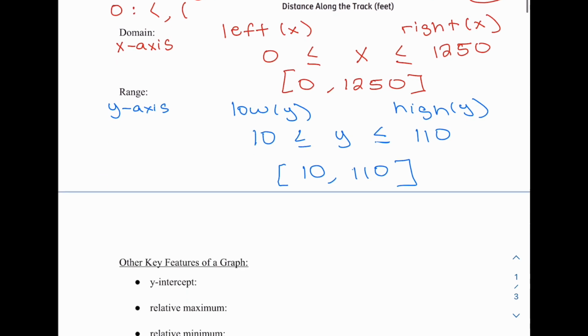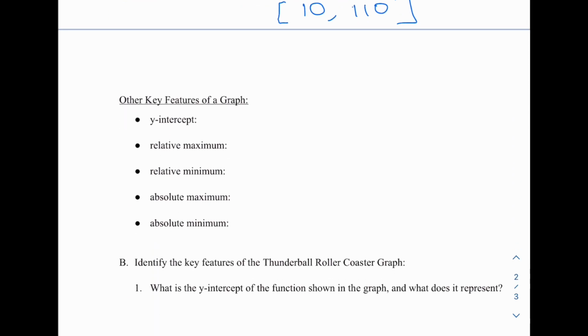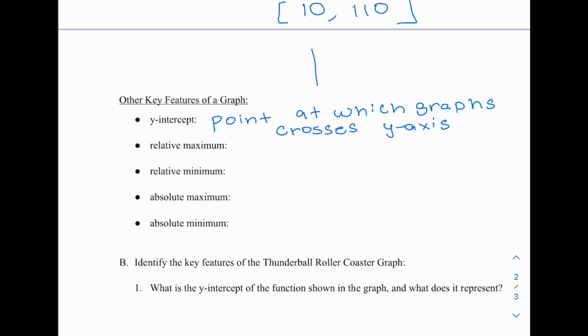Let's talk about some other key features of a graph. The first one being the y-intercept. A y-intercept is the point at which your graph crosses the y-axis. That's why it's called the y-intercept. So if you have a graph, you would want the point where it crosses your y-axis. That's the y-intercept.